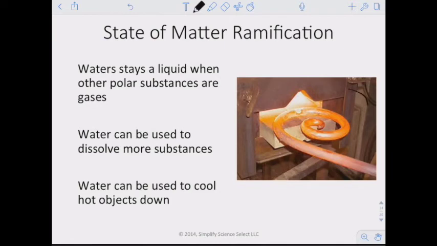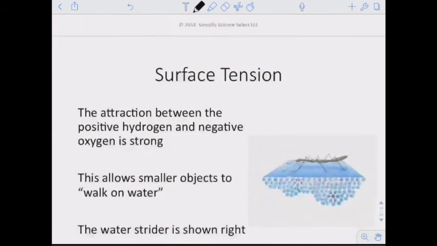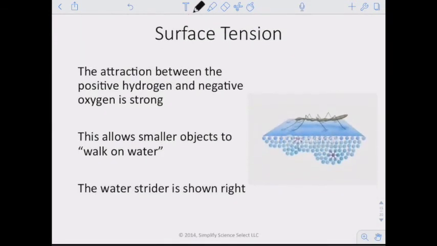We can see that here. Blacksmiths use it to cool objects down after they've heated that metal up and bent it. Surface tension. We looked at this with the penny in the lab. The surface tension, the attraction between the positive hydrogen and the negative oxygen, is so strong that it creates this pulling on the surface. And this allows smaller objects to walk on water. We can see the water bug walking here.